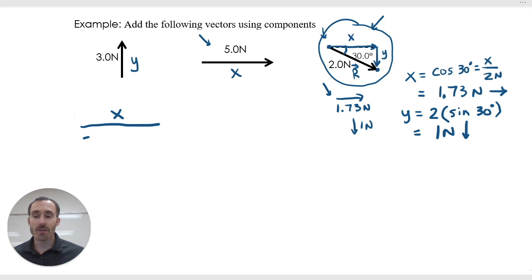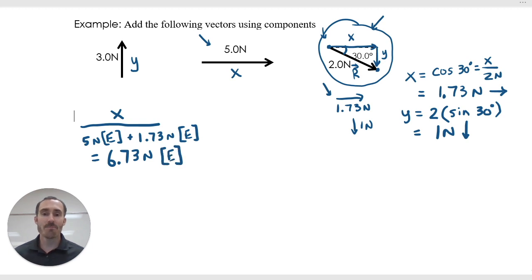And so what we're doing is 5 newtons to the east, and I'm adding on to that 1.73 newtons to the east, and so my total x component is going to be 6.73 newtons to the east. That's how much pushing there is in the east direction. Then let's do the y.